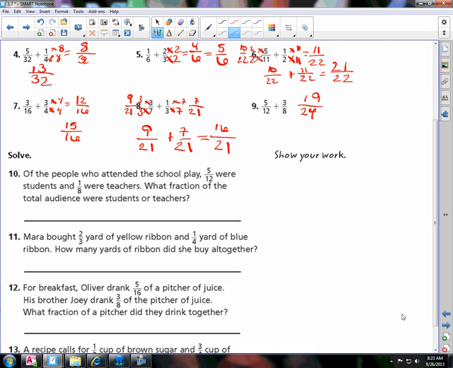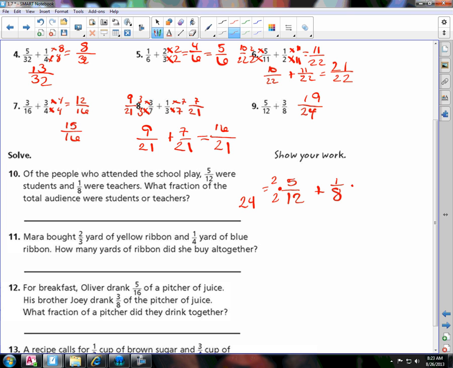Of the people who attended the school play, 5/12ths were students, 1/8 were teachers. What fraction of the total audience were students or teachers? Students or teachers is indicating that we're going to add these two. So we're going to take 5/12ths and we're going to add 1/8. But the problem is we can't just add those straight away. We have to find that common denominator. Much like number 9, 24 is our common denominator. So we're going to multiply, remember, numerator and denominator times the same number in order to get a common denominator.